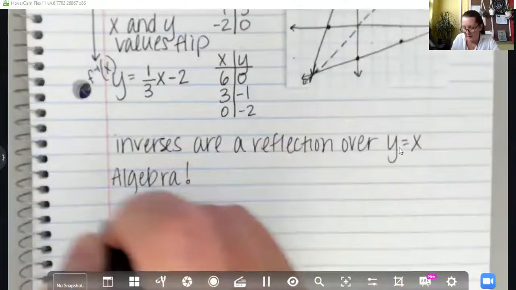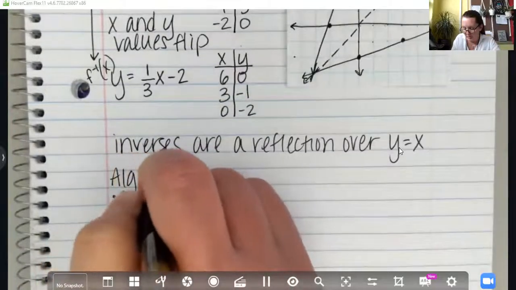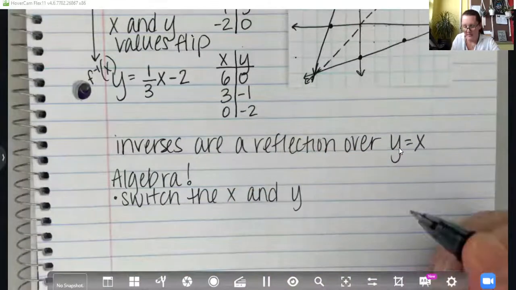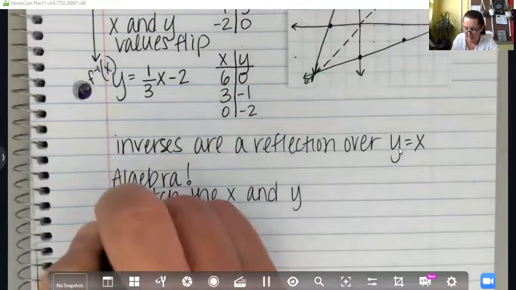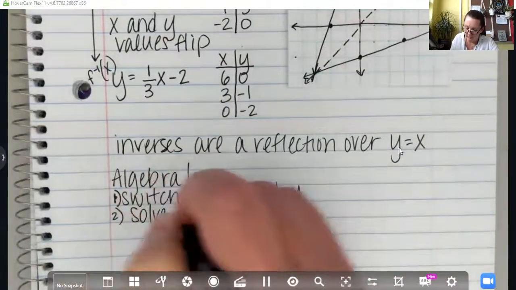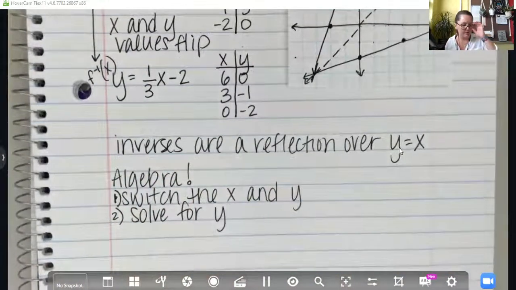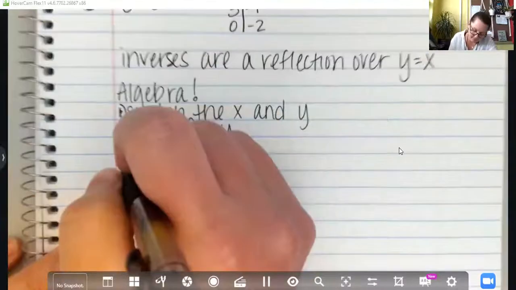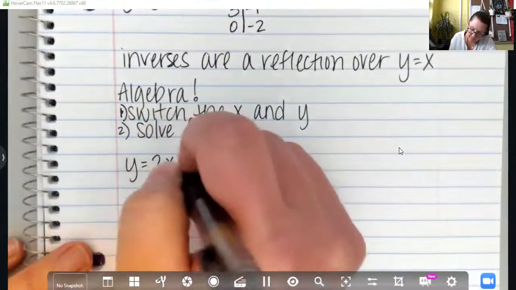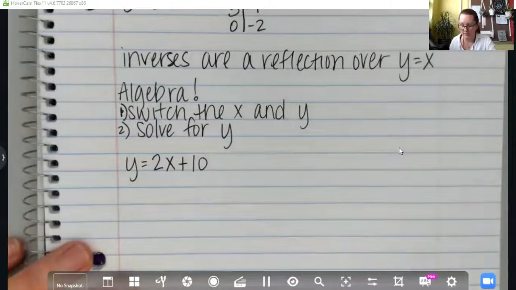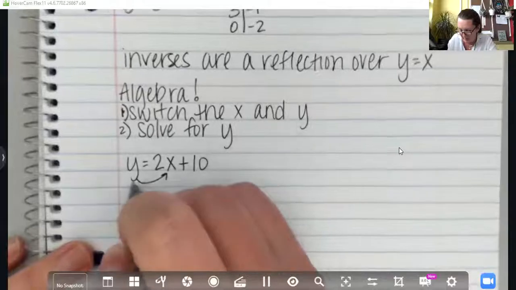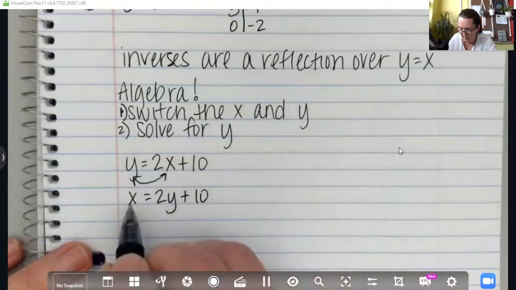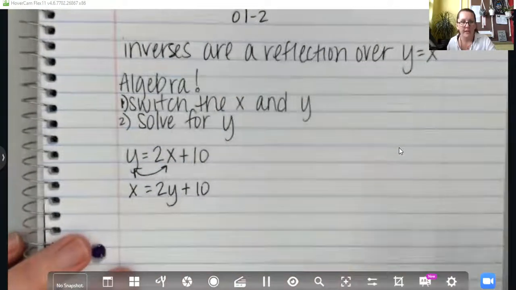Algebra. All right, 2 steps. You're going to switch the x and y. Second step, I guess we can put this as a 1, and a 2 is solve for y. So here's one of our examples. If we have y equals 2x plus 10, to find my inverse function, I'm going to switch my x and my y. So I'm going to put x here, and I'm going to put y here. Notice how we just switched the variables, not anything else. Now we're going to solve for y.